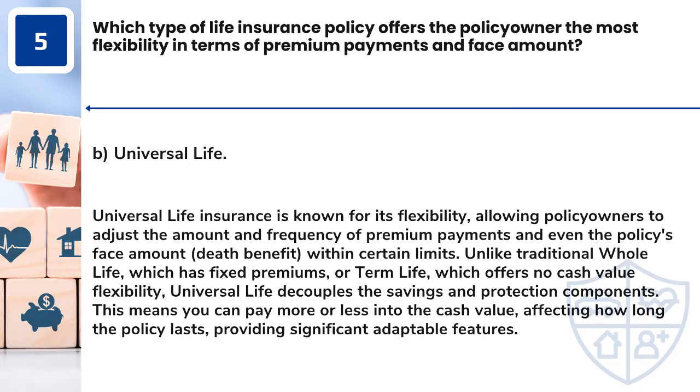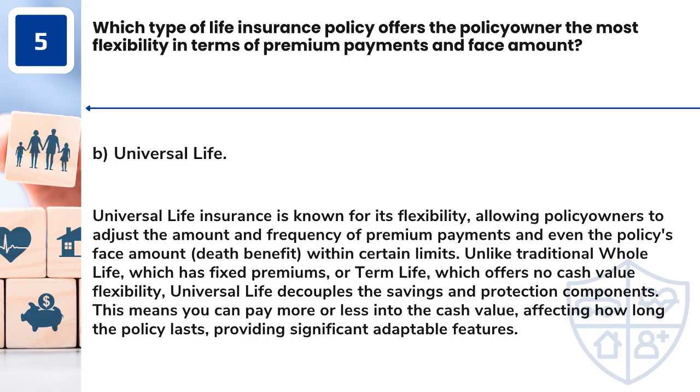Answer: B. Universal life. Universal life insurance is known for its flexibility, allowing policy owners to adjust the amount and frequency of premium payments and even the policy's face amount, death benefit, within certain limits.